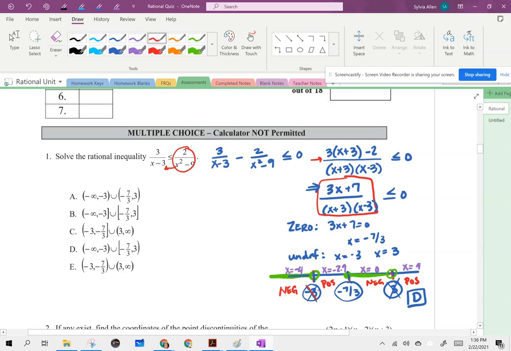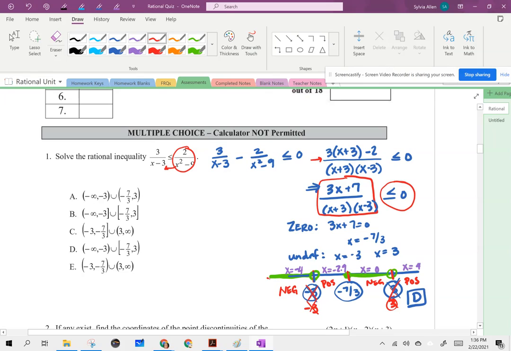And so remember that the idea is to put little x's over your undefined values so that way you don't include them, because they're undefined at those spots and they can never have brackets. So we should have gotten that the 0 is -7/3, and then we have asymptotes or holes at -3 or 3. And so let's take a look. It says, where is the function less than or equal to 0? And so that means where's the function negative?